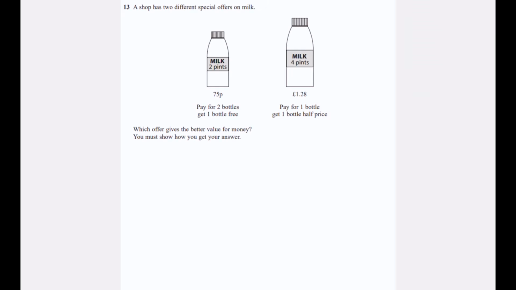A shop has 2 different special offers on milk. So 2 pints for 75p. Pay for 2 bottles and get 1 free. So if we pay for 2 bottles, 2 times 75p is £1.50. And then how many pints have we got? 2 pints, and we've got 3 bottles. So 2 times 3 is 6 pints. So that's 6 pints for £1.50.